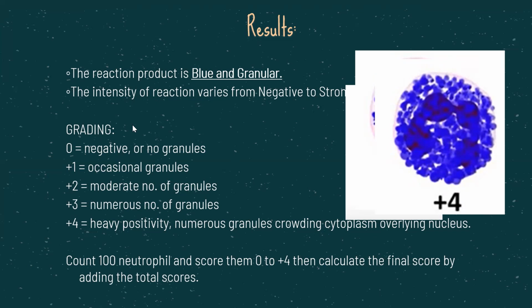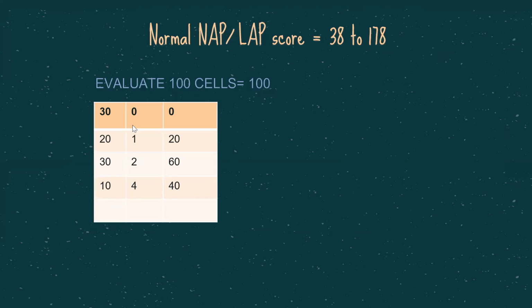Count 100 neutrophils and score them 0 to plus 4. Then calculate the final score by adding the total scores. For example, okay, so this is an example. Okay, evaluate 100 cells. Okay, so 100 cells na to, ito yung nakuha mo. Okay, so ito yung grading. Wait lang.